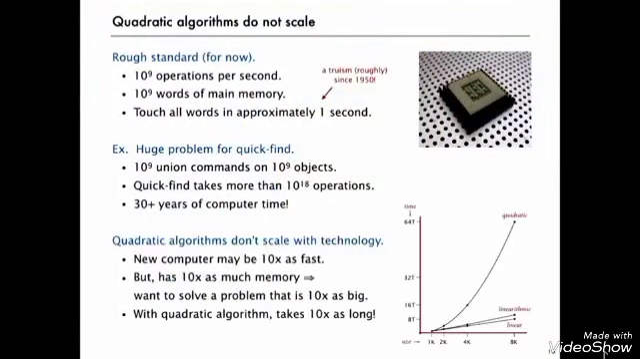And the reason is, and the problem is, that quadratic algorithms don't scale with technology. You might have a new computer that's 10 times as fast, but you can address a problem that's 10 times as big. And with a quadratic algorithm, when you do that, it's going to be 10 times as slow. That's the kind of situation we're going to try to avoid.